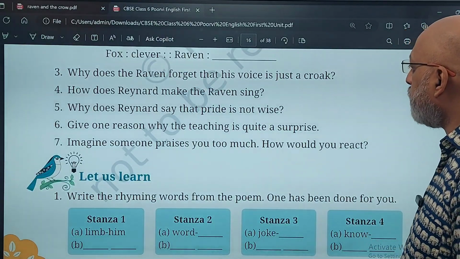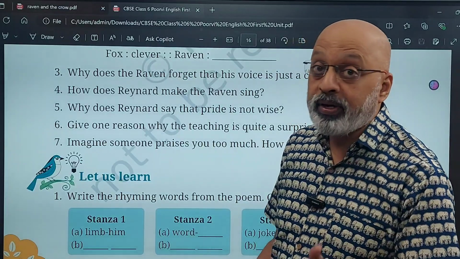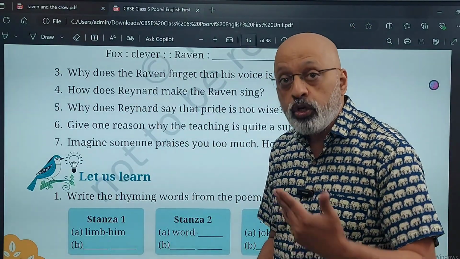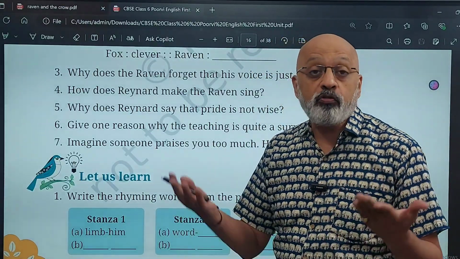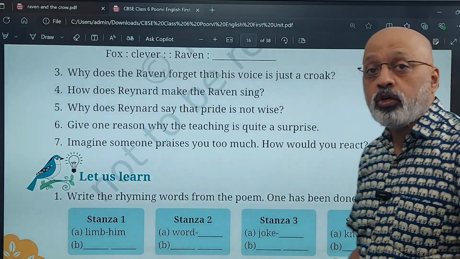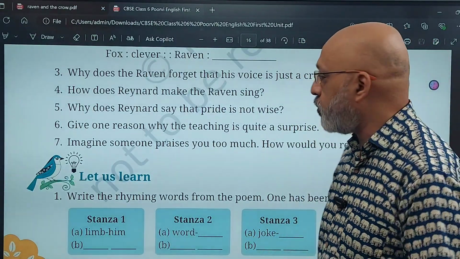Why does Reynard say that the pride is not wise? The pride is not wise because it ends up making you make wrong decisions, as a result of which you end up losing what you have. In this case, what did he lose? He lost the piece of food that he was holding in his long beak. So pride is not wise. You should not fall prey to flattery and false praise.